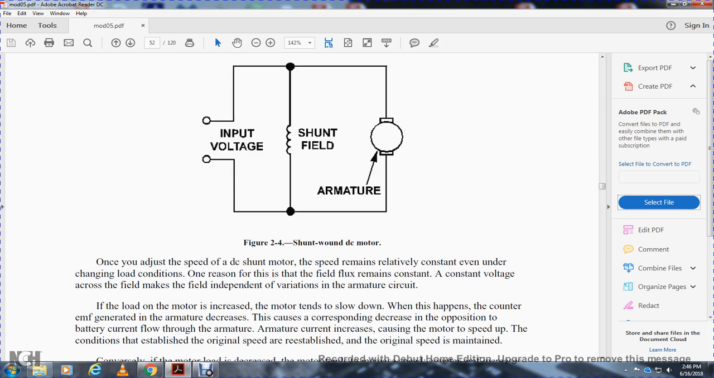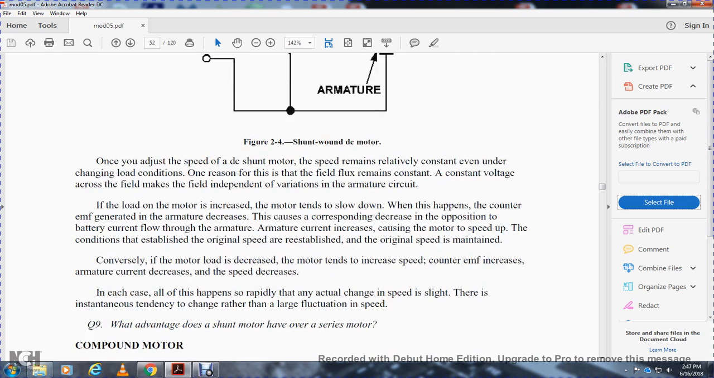One reason is that the field flux remains constant, because the voltage across the field is constant and the field is independent of the armature circuit. If the load on the motor is increased, the motor tends to slow down. What happens to the counter EMF? It decreases, and the armature current increases because of the corresponding decrease in the opposition to current flow through the armature. The armature current increase causes the motor to speed up. Thus the original speed is re-established and maintained.